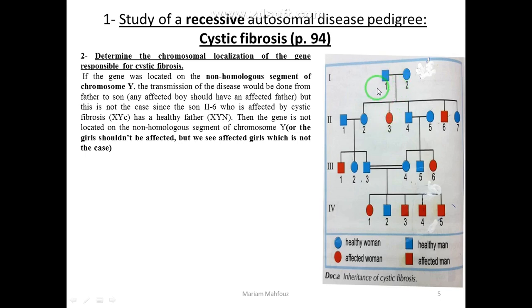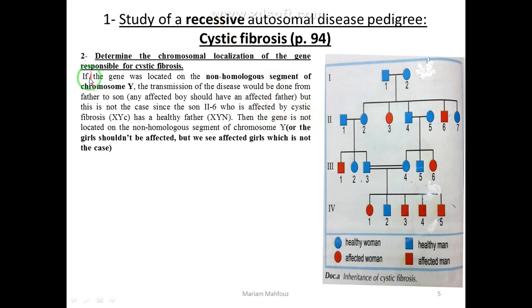Let me explain that in Arabic in order to understand it very well. So to prove that it is on the non-homologous segment of Y, meaning it is only transmitted through males, the affected father must give it to the affected son. But as soon as we see an affected male whose father is not affected, it's not the case, because the rest here are normal. So we have proven that it is not on the Y. Okay, and we can also say in another way that the girls should not be affected in this case, because the girl does not have a Y chromosome, so we can also prove it this way.